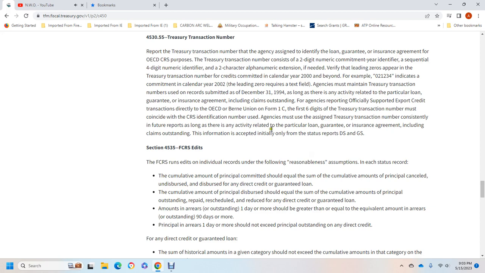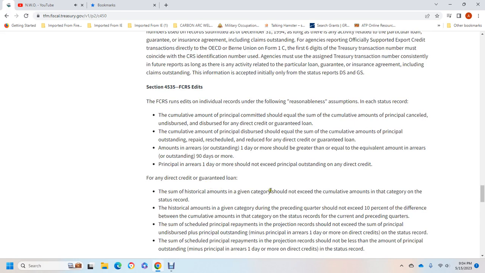For any direct credit or guaranteed loan, the sum of the historical amount of the given category should not exceed the cumulative amount of the category among the staff of the record. The historic amount of the given category during the preceding quarter shall not exceed 10% of the difference between the cumulative amount of the category of the staff record of the current and preceding quarter. The sum of the schedule of the principal repayment of the projection records shall not exceed the sum of the principal undispersed plus principal outstanding minus principal in arrears of 1 day or more.